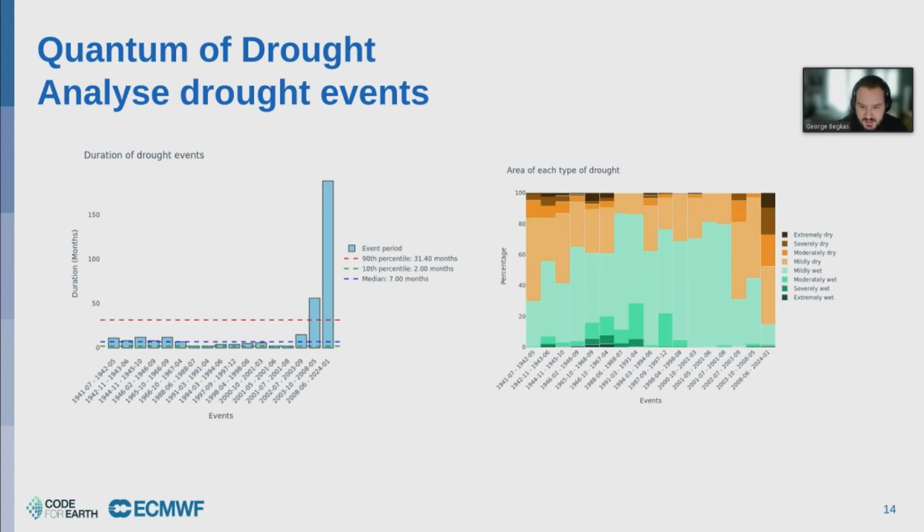On the right, we can see a stacked bar plot that shows the size of the area affected for each type of drought. And again, it's very easily noticed that for the last one, which lasted more than 10 years, most of South Sudan was affected.